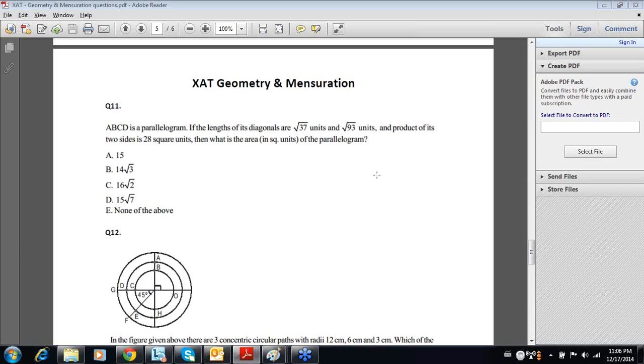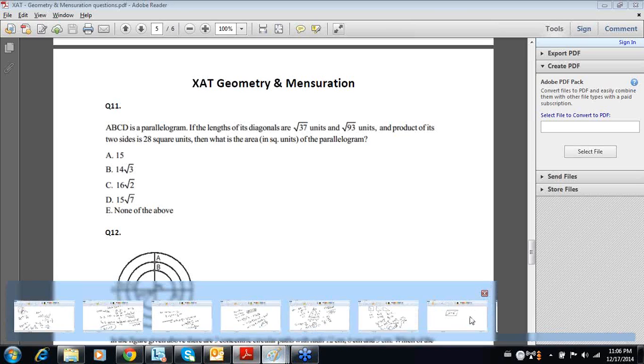Let me go to question number 11. Let us solve question number 11. ABCD is a parallelogram. If the lengths of its diagonals are root 37 and root 93 and the product of its two sides is 28 square units, what is the area of the parallelogram?